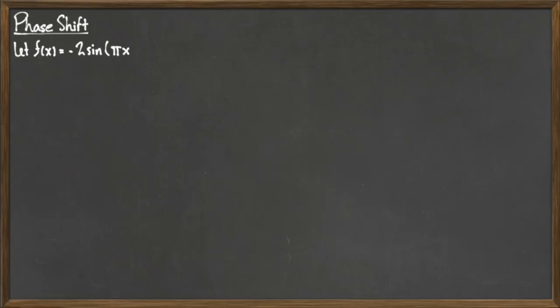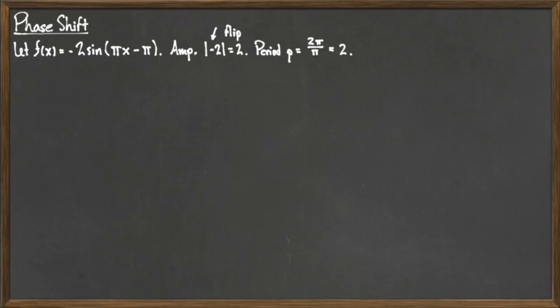In our last example, we'll graph a function that actually has something going on with phase shift. Here we can go ahead and compute our standard quantities. We have an amplitude of 2 and a negative sign that says I have a flip, and we have a period of 2. But now I have a constant inside that says that I have a non-zero phase shift.